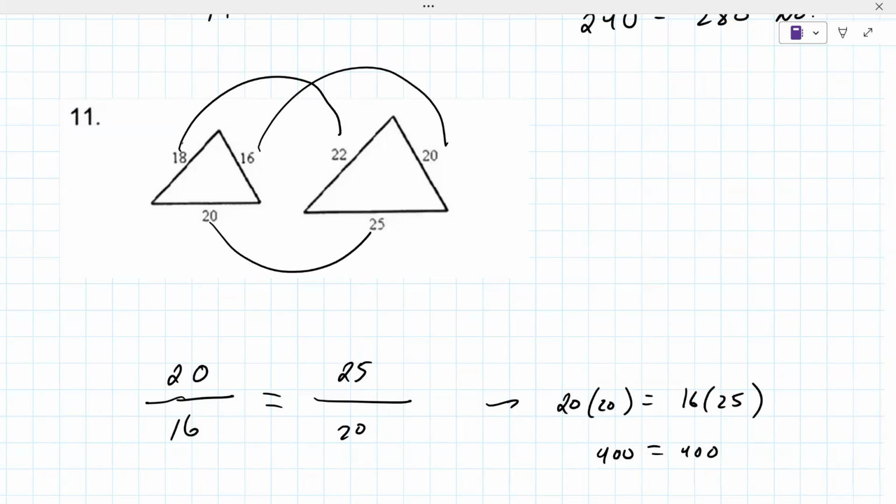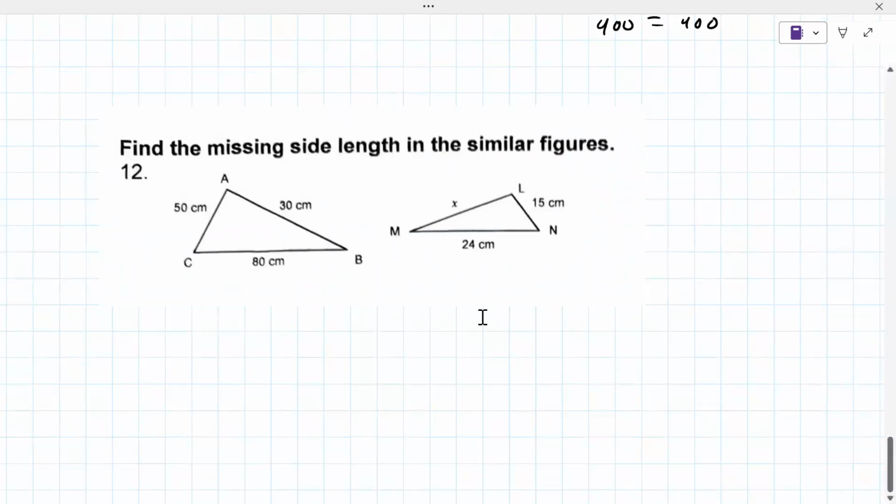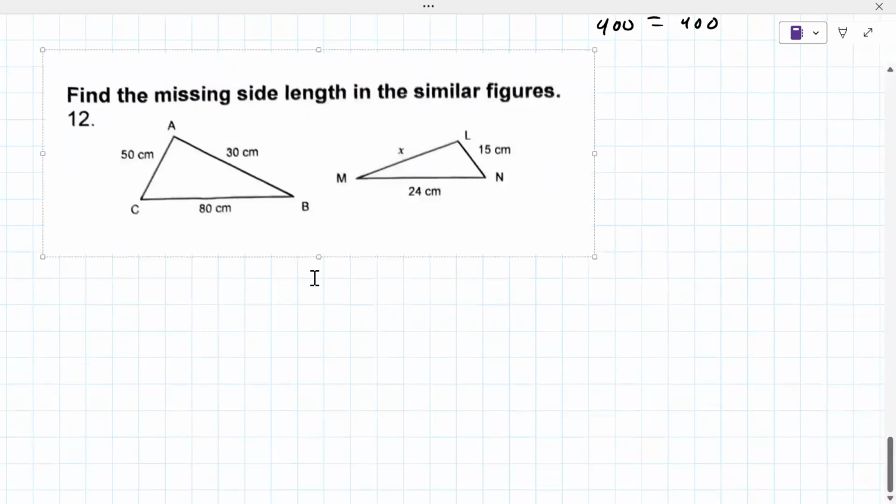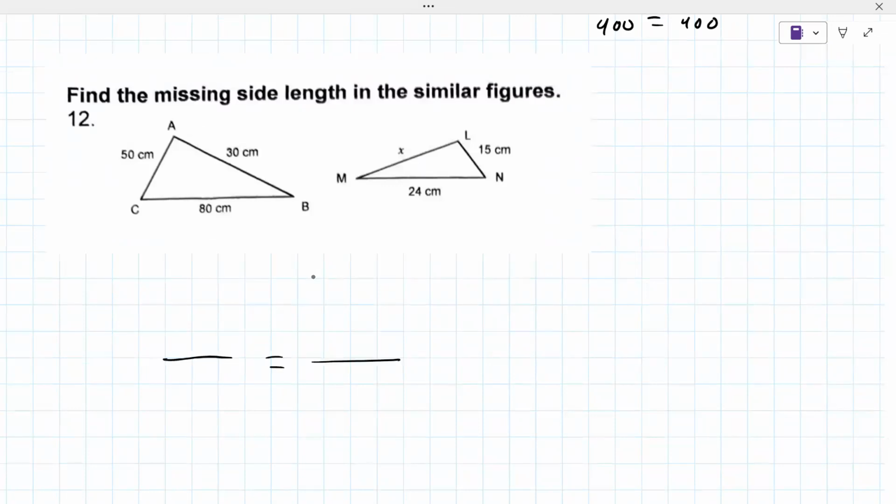No. Okay, so number 12 and 13 are similar in that we're going to have to build a proportion to find the missing side. I really prefer to put the missing side in the top left, rather than putting it wherever. Probably 15 is easier to multiply by, so I'll put that on the bottom. Now, which side does that go with?